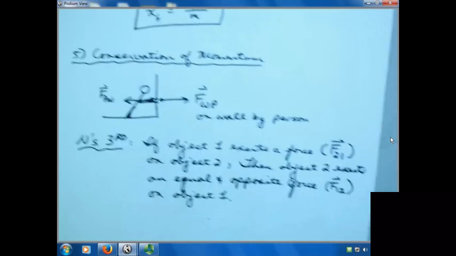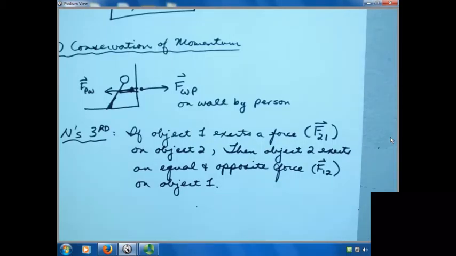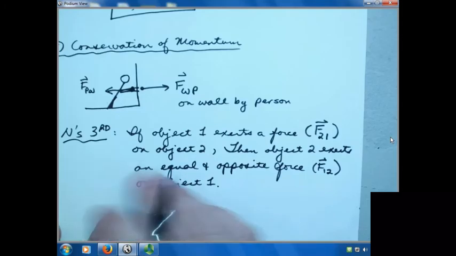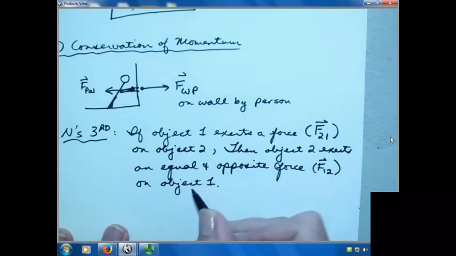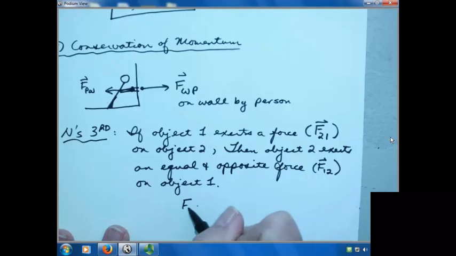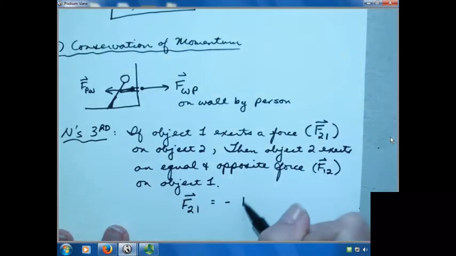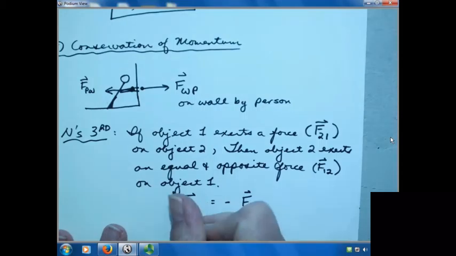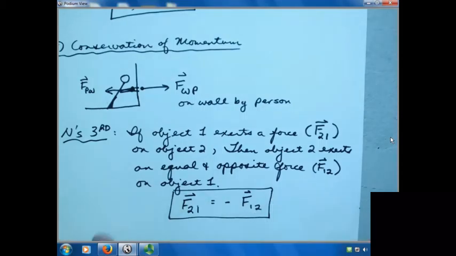Oh, I'm off the page, I apologize. If object 1 exerts a force on object 2, we would call that force F21. Then object 2 exerts an equal and opposite force on object 1. We call that force F12. Such that this statement could also be restated as F21 is equal to minus F12. Forces always come in equal and opposite pairs. And because of this, forces always have to be by something and on something. All forces, you should be able to evaluate what is doing that force and what it is doing it on.